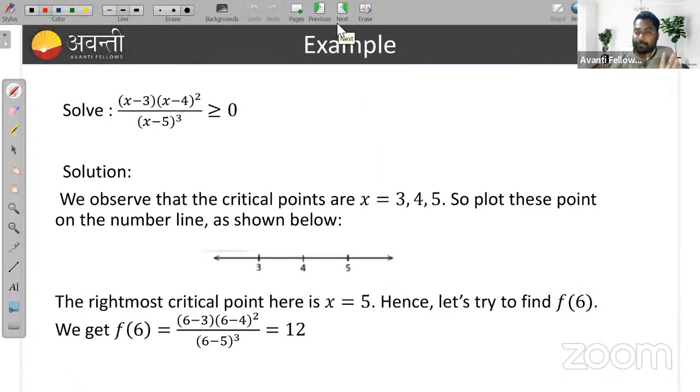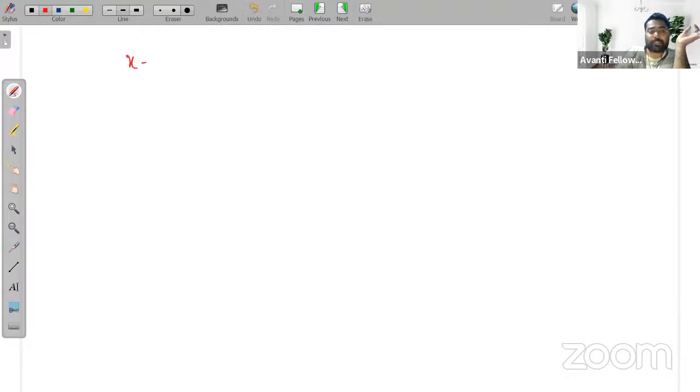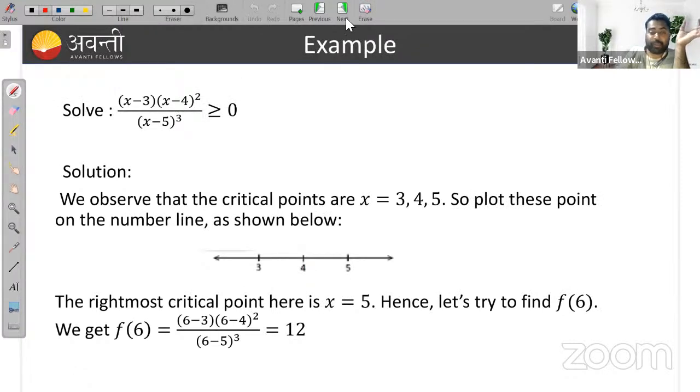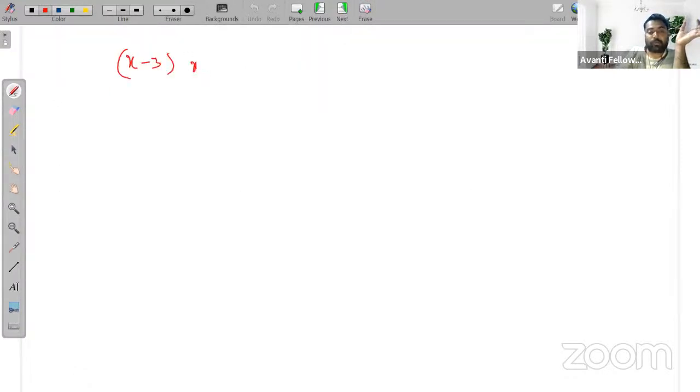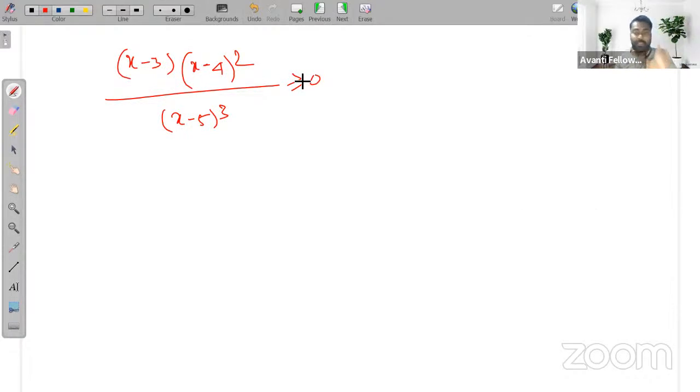for this inequality. I am solving this very clearly. Let me solve it myself, don't look at that. My question is (x-3) into (x-4) whole squared, divided by (x-5) cubed, is greater than or equal to 0. So we'll solve this inequality now by using the Wavy curve method.